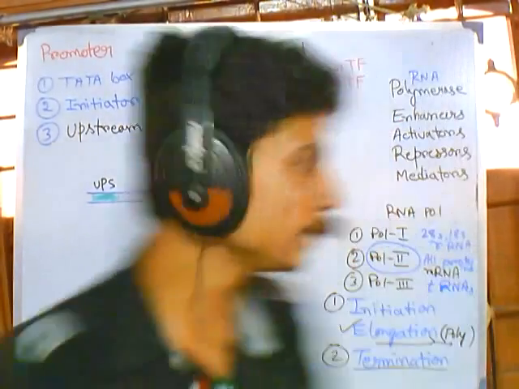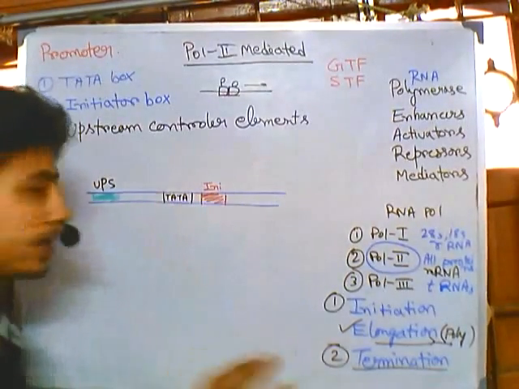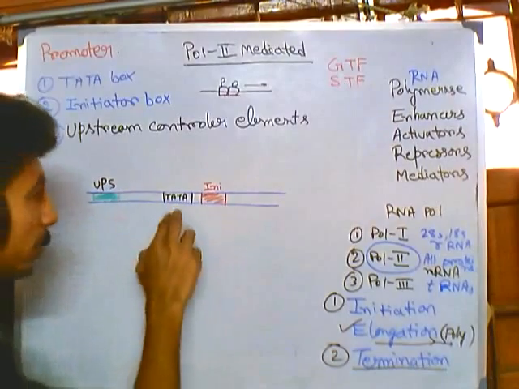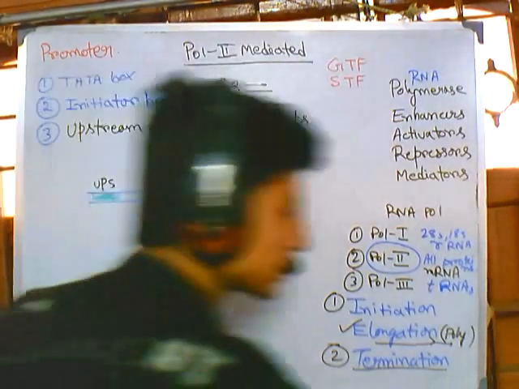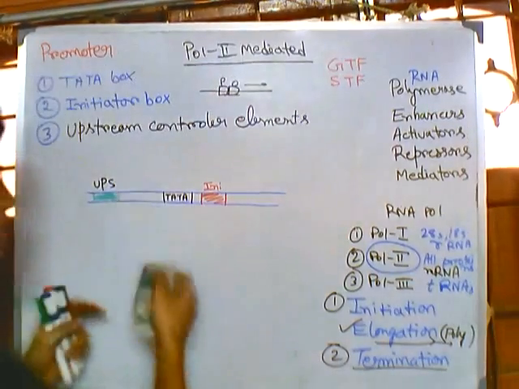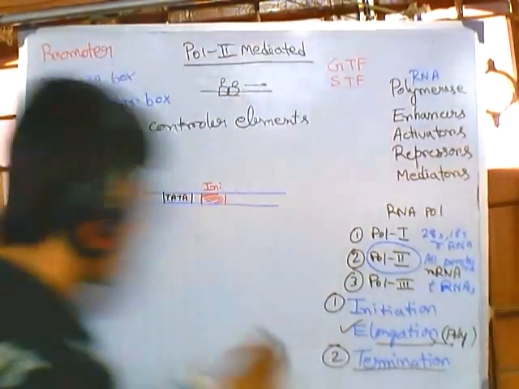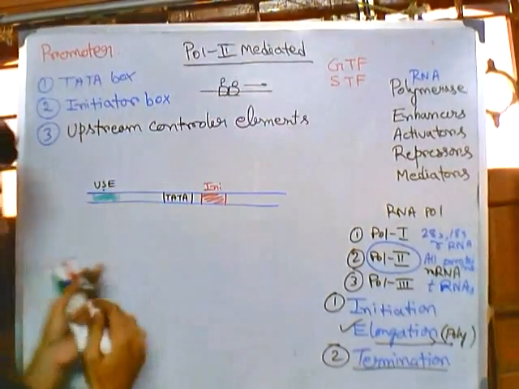Now we'll be seeing the role of this process. So we have this DNA, and inside it we have these sequences. These three things are important: the Tata box, the initiator box, and the upstream elements. Actually UPS or USEs we can write, so let's write upstream elements. It will be better to write it like USE, upstream elements.